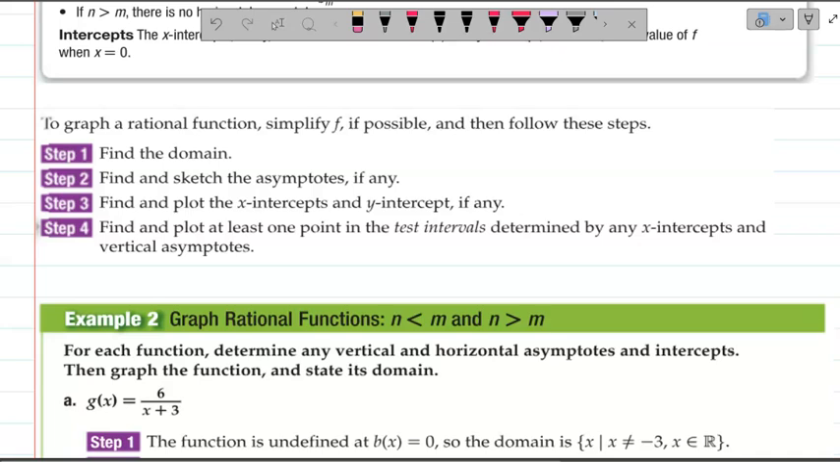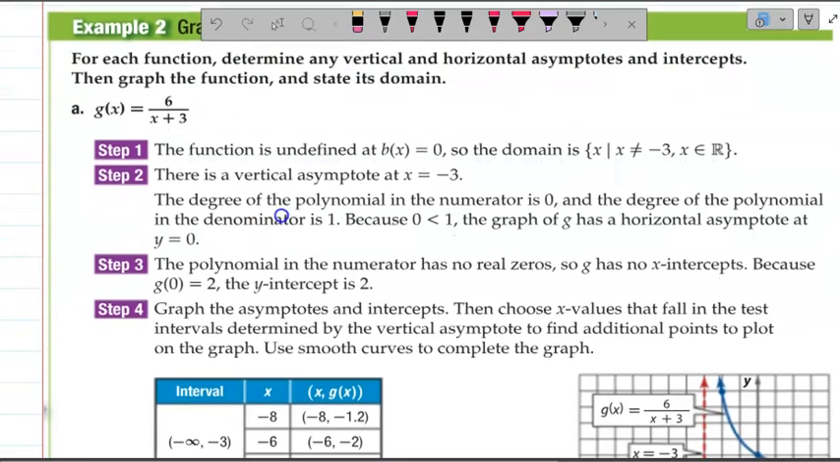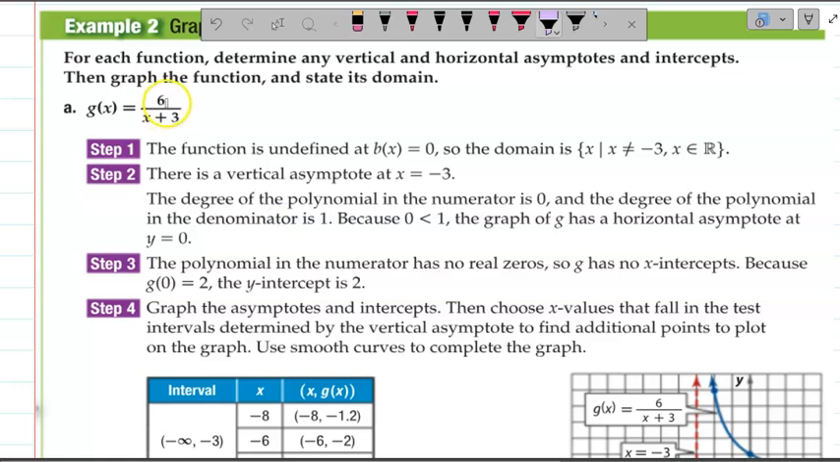In order to graph a rational function, we're going to practice graphing them now. We want to find the domain, sketch the asymptotes, plot some x and y intercepts, and then a few other points along the way to fill out our graph. Here's an example where the degree of the numerator is less than the degree of the denominator and vice versa. So right here you can see that the degree of our numerator is 0, the degree of the denominator is 1.